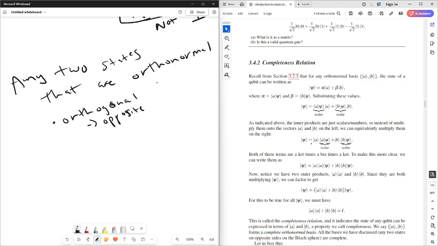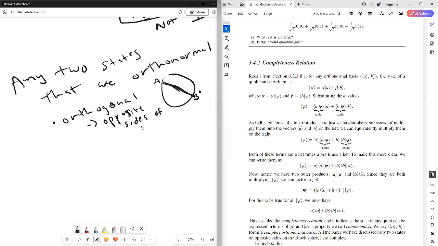Essentially, if we take A, let's say A is here on our Bloch sphere, then if we draw a straight line from B, the inner product, the angle of this line is going to be 0. So they're exactly on the same plane. Opposite sides of the Bloch sphere. And they have to be normal.